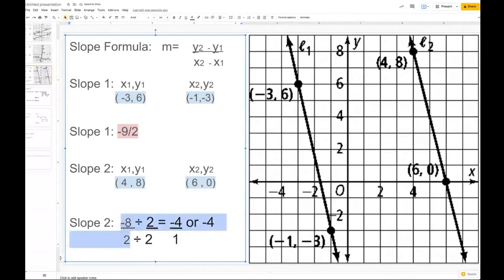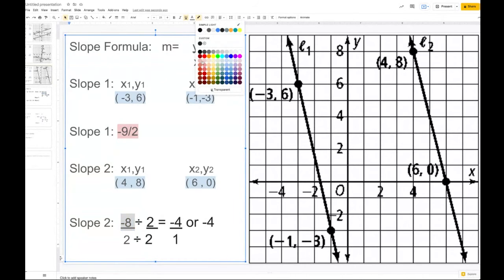Okay. So I hope that's not too complicated. I know it is sort of complicated. Let me highlight that in red. So your answer is not -8/2. Okay. Your answer is -4/1, because you need to simplify that, right? So there's different forms to write it.